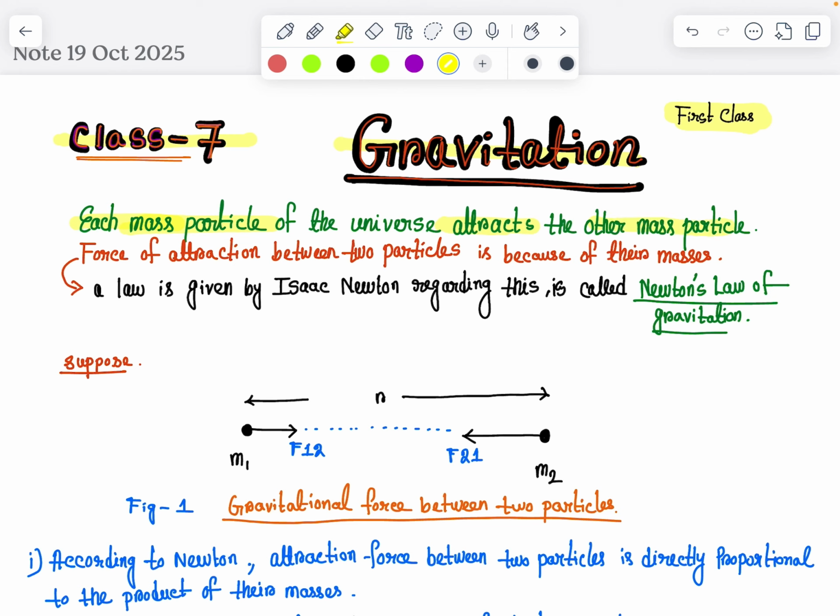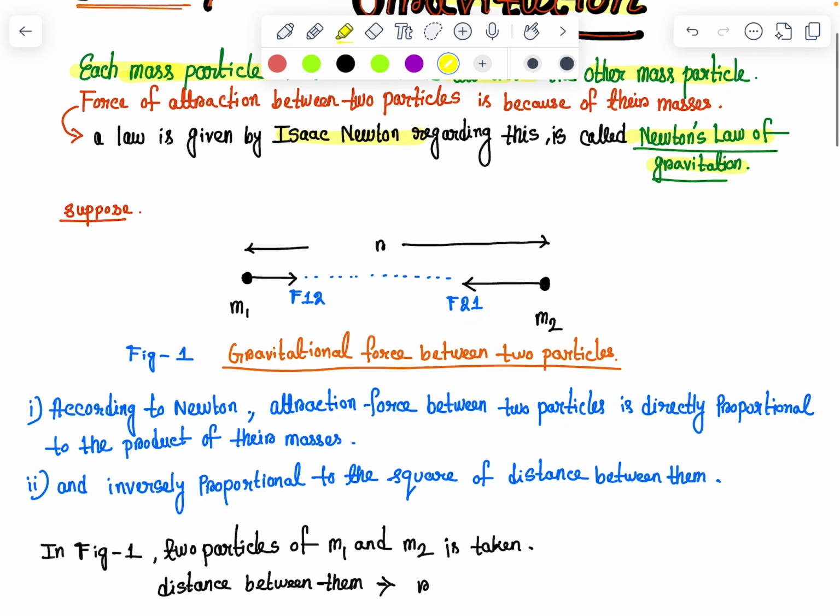Now, this force of attraction between two particles follows a law established by Isaac Newton, known as Newton's law of gravitation. Suppose there are two masses, m1 and m2. These are the masses of object number 1 and object number 2, where m1 is the mass of object 1 and m2 is the mass of object 2.